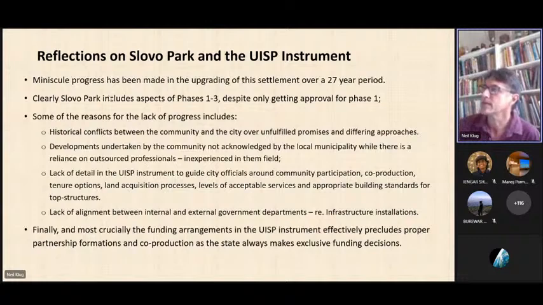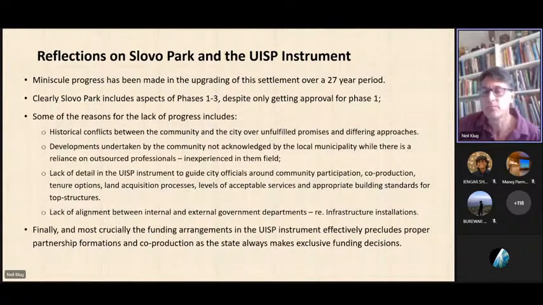And that's where we're at the moment. Clearly, they weren't even able to follow the 4 phases because some aspects of phases 1 up to 3 have been implemented in an interim manner. And then looking at some of the possible reasons for this lack of progress over this period. One of the major reasons has been historical conflicts between the community and the city officials and politicians over unfulfilled promises and differing approaches.